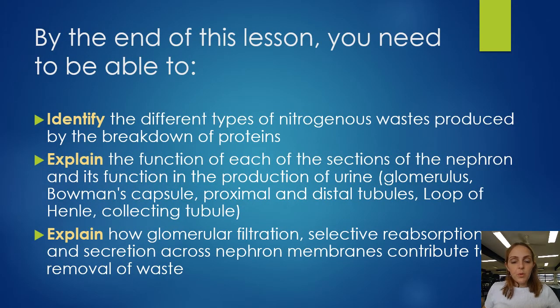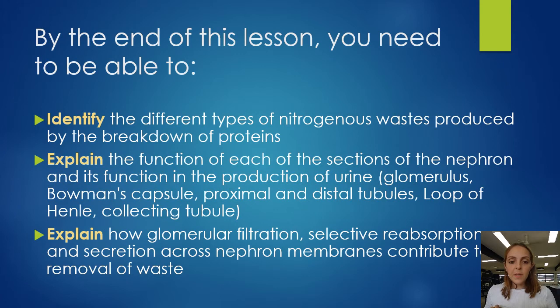Now, there are three important goals for this lesson. The first is that you identify the different types of nitrogenous waste produced by the breakdown of proteins in the body. You also need to start looking at the urinary system, so explaining the function of each of the sections of the nephron, which is found in the kidney, and its function in the production of urine. So we're going to look at different parts of the nephron, such as the glomerulus, Bowman's capsule, the proximal and distal tubules, and the loop of Henle, and the collecting tubule.